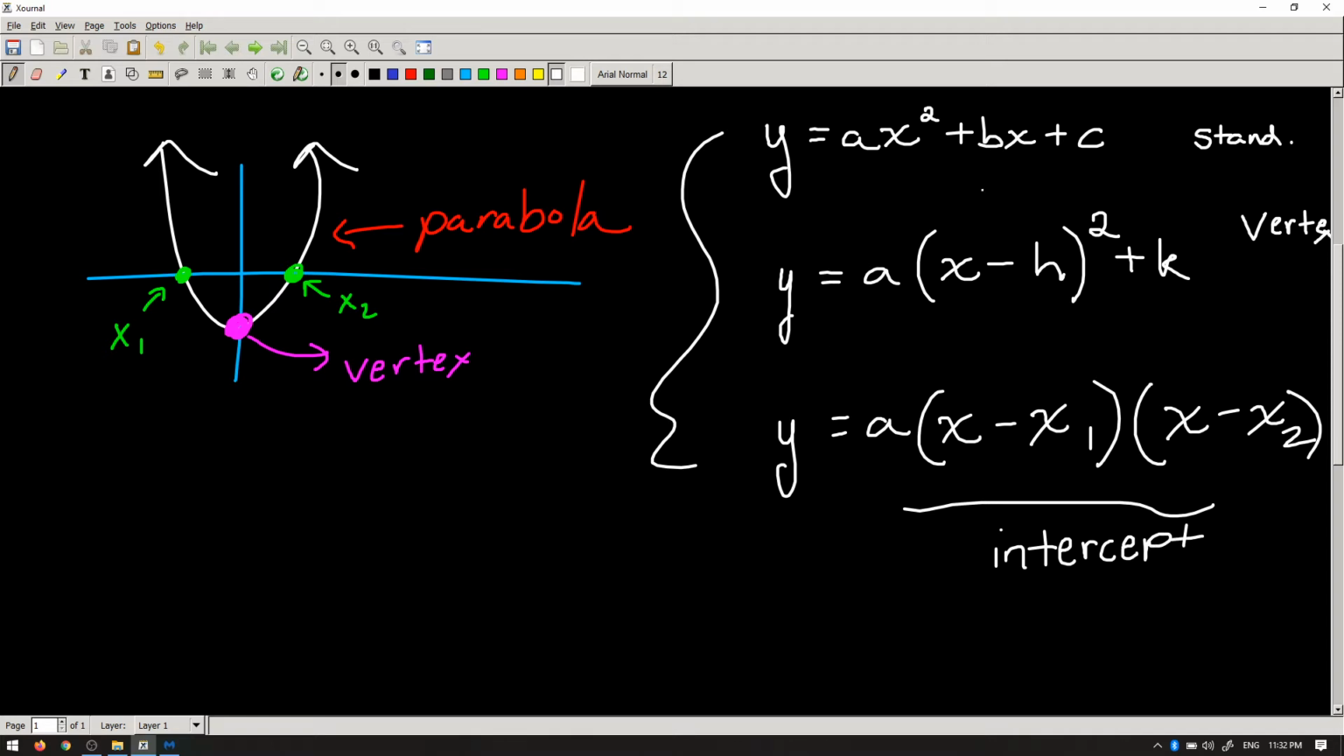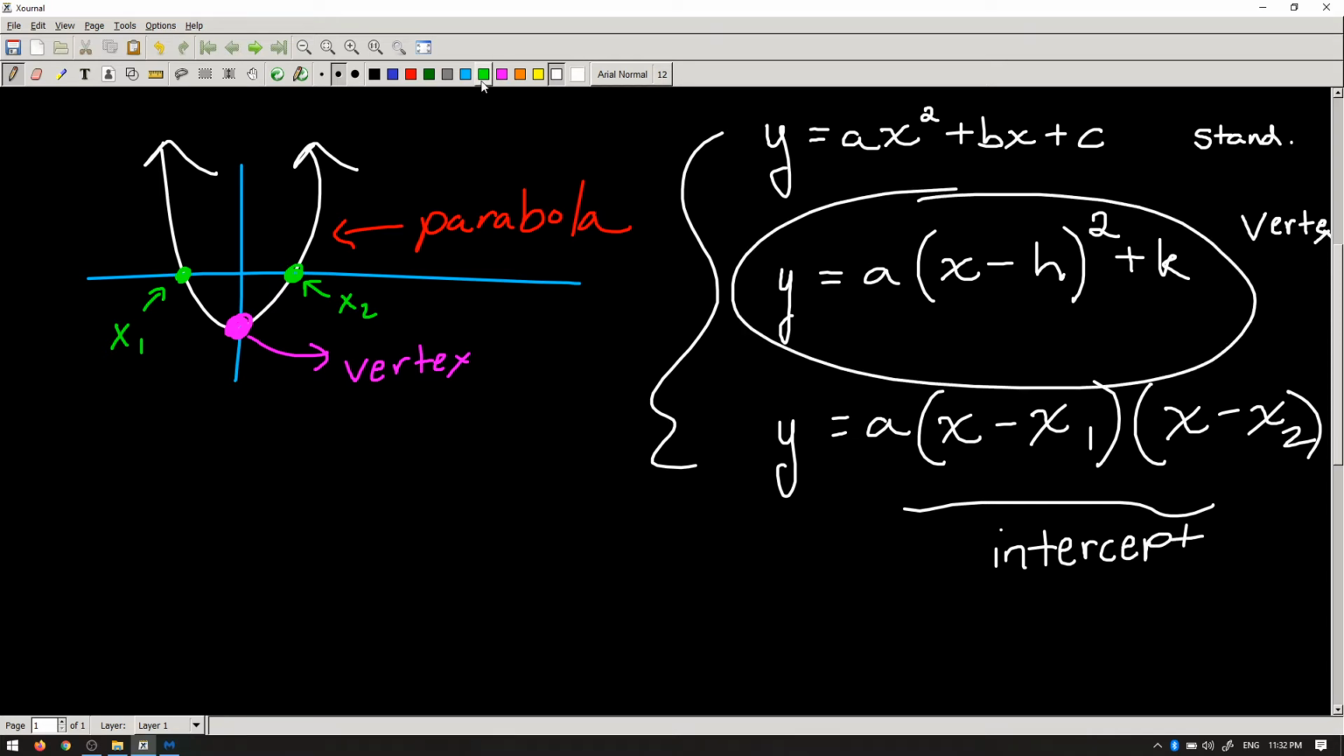Now, why do I call this one the vertex form? Well, that's because h and k are actually the coordinates of the vertex. So the coordinates of the vertex can be called h and k. What do I call the bottom one? Intercept form. That's because x1 and x2 are the x-intercepts of the parabola. So these are three forms that we are going to look at as we introduce the concepts found in quadratics.